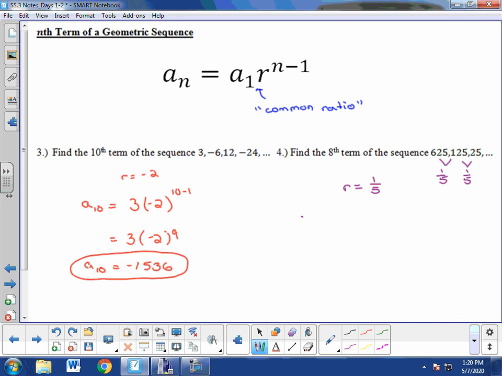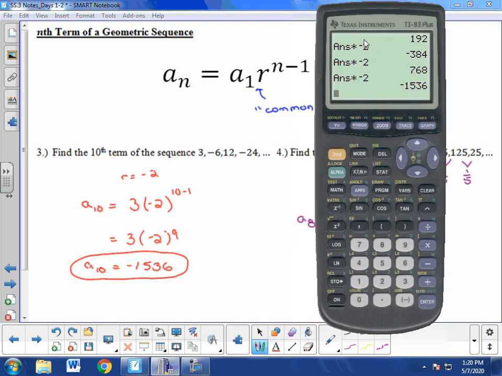So if I want to find the eighth term, that would be a sub 8. I need the first term, which is 625, times the ratio, which is 1/5, the common ratio, to the n minus 1 power. And so this would be the 8 minus 1 power if I'm trying to find the eighth term. So this would be 625 times 1/5 to the 7th power. And if you put that as a decimal, that would be 0.2, which is definitely okay to use.